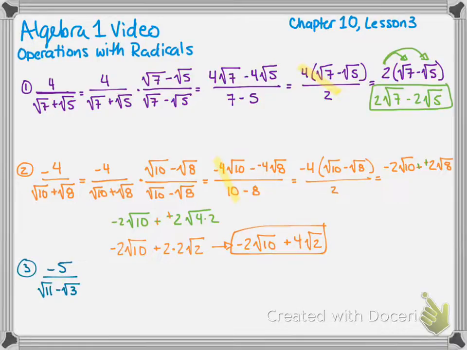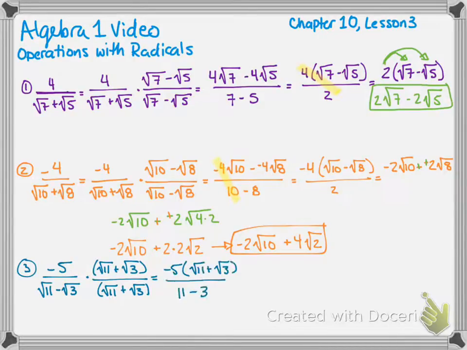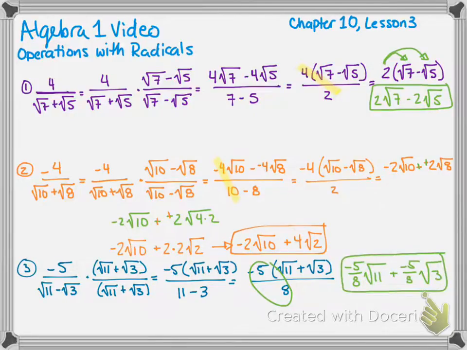All right, next problem looks like that. So I'm going to multiply by the conjugate. The conjugate's going to cancel out my denominator. It's going to allow me to simplify, but I now have a fraction, but that's okay. I'll just distribute the fraction. Woo! Final answer, done.